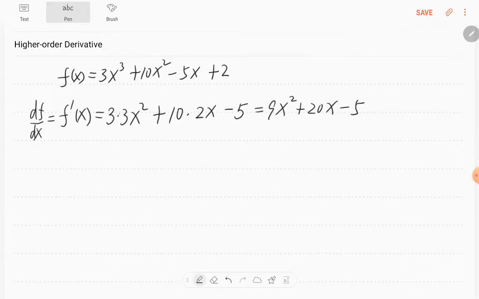So this is the first derivative. You can see that the first derivative is still a function of x, so we can continue to take the derivative. This is called the first derivative.